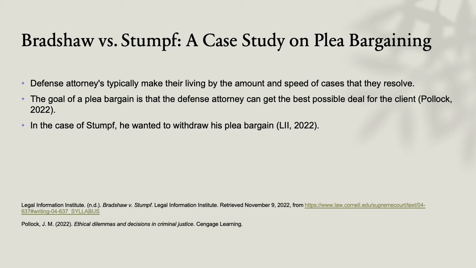In the case of Stump, he wanted to withdraw his plea bargain because the Sixth Circuit found Stump did not understand that the intent to cause death was a necessary part of the aggravated murder charge he was given, which made his guilty plea unknowing, involuntary, and unintelligent.